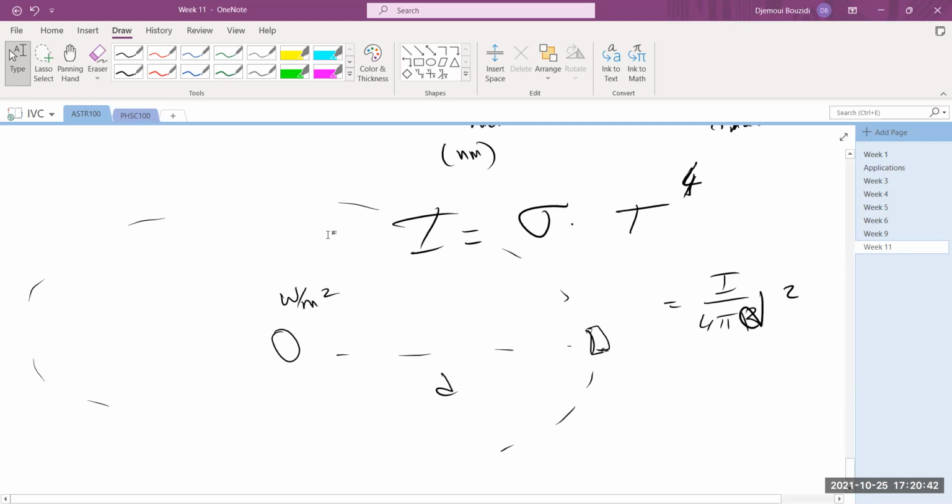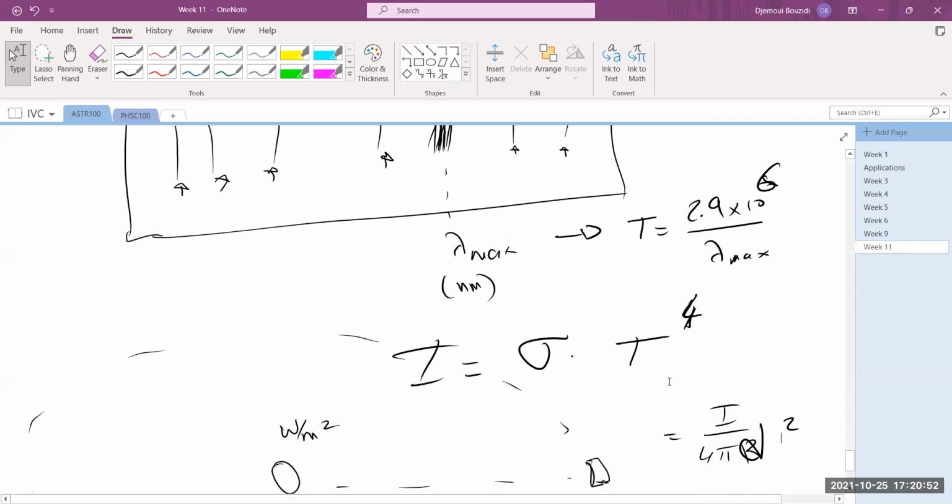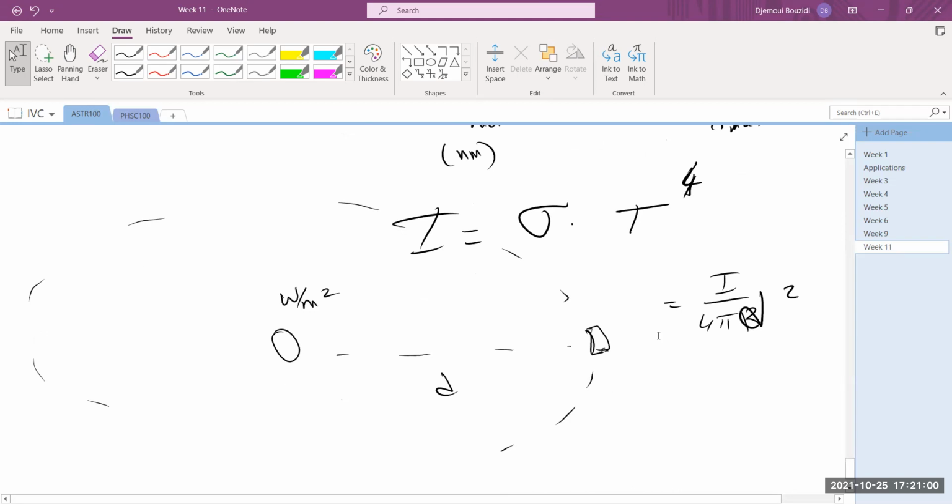If I somehow can find the lambda max using spectral analysis, I find the temperature using Stefan-Boltzmann, and I can find the intensity, how much energy is supposed to be emitted every second per square meter. And then from there, if I can measure the brightness of the object, I can tell how far the object is from us. Very simple stuff. Very powerful stuff, I should say.